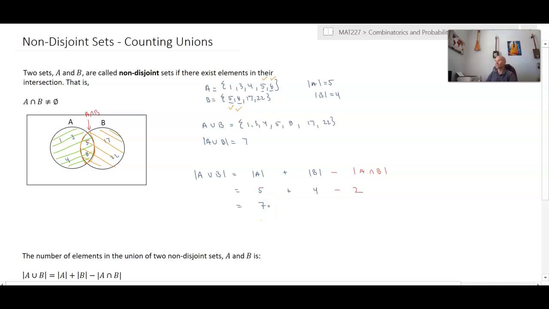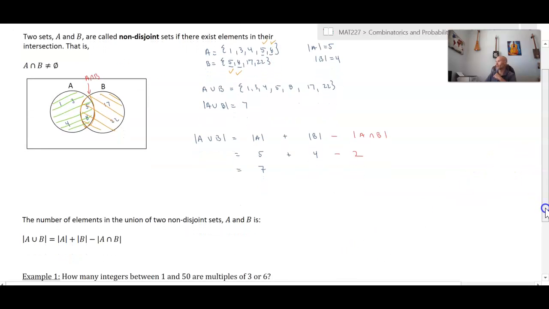And that leads us to a formula that we will see here: the number of elements in the union of 2 non-disjoint sets A and B, the number of elements in A union B, equals the number of elements in A plus the number of elements in B minus the number of elements in their intersection.